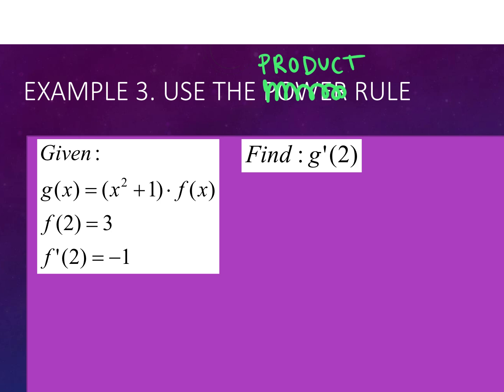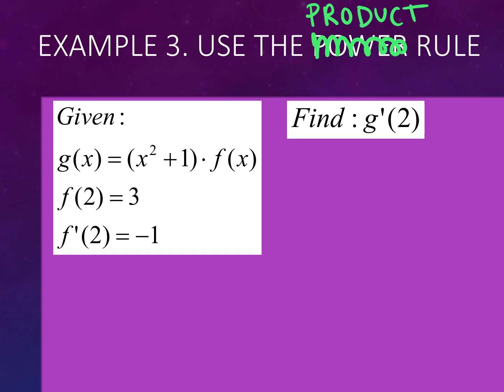So here it gives us g of x equals x squared plus 1 times f of x. But it doesn't tell us what exactly f of x is. It does give us values for f of x. This is going to be our first term. F of x is going to be the second. So we're going to use our product rule. It's kind of hard here when it gives you an f of x and it's not actually f of x, but I'll write it for us. The first times the derivative of the second plus the second times the derivative of the first.